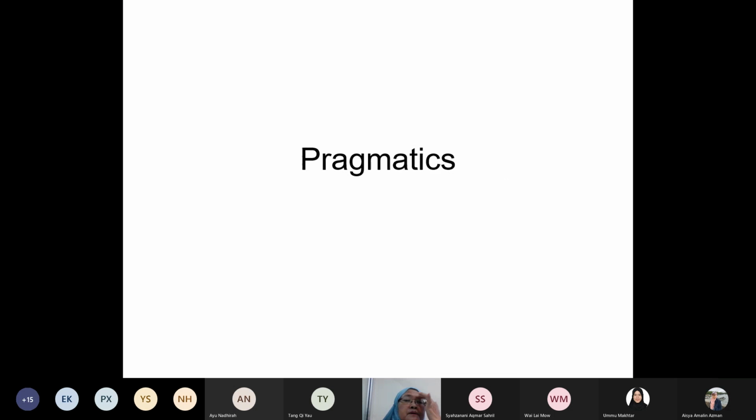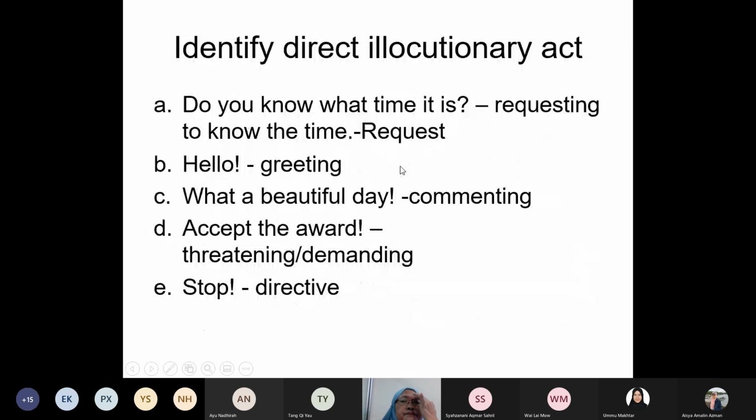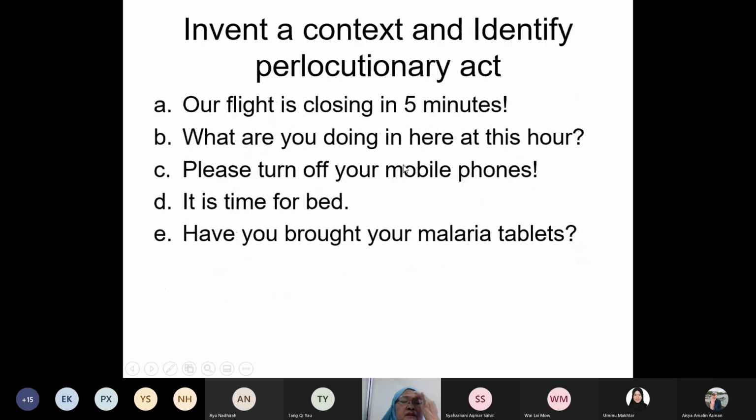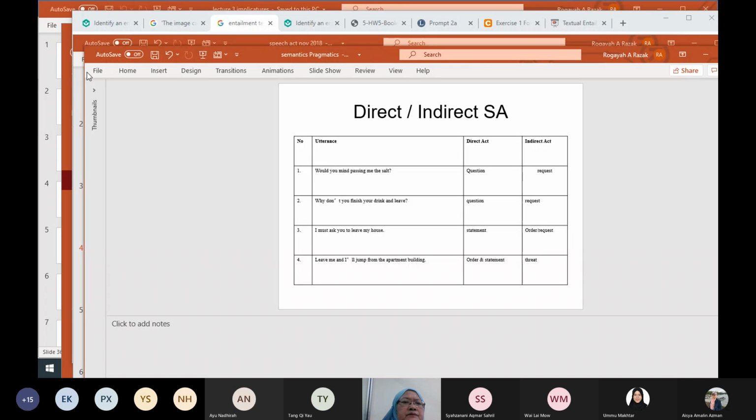So this is another slide, we have to repeat it. Invent a context and identify the perlocutionary act. Invent a context, that means think of a context in which you will say something, and what you're saying will do something to the person that you're saying this to, your addressee. So we can do the first one.